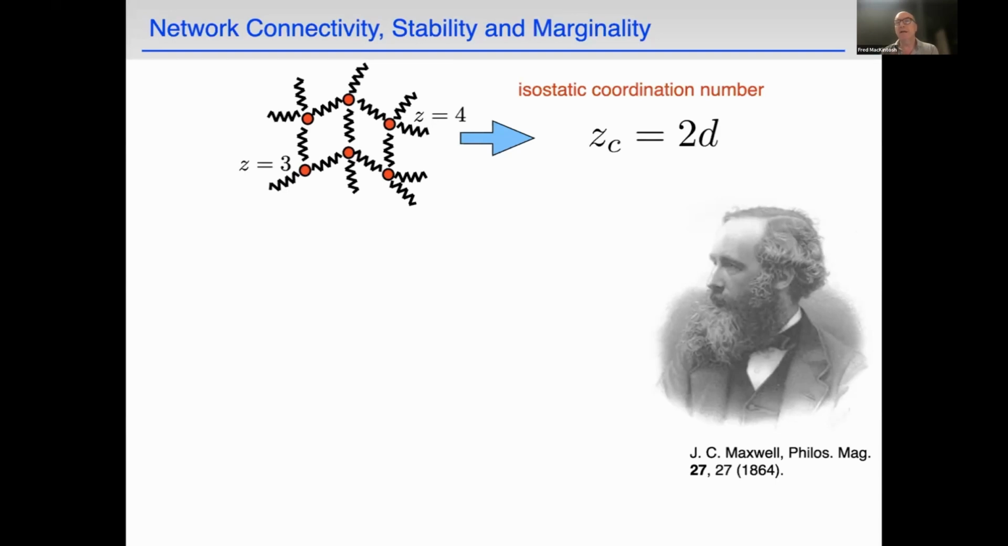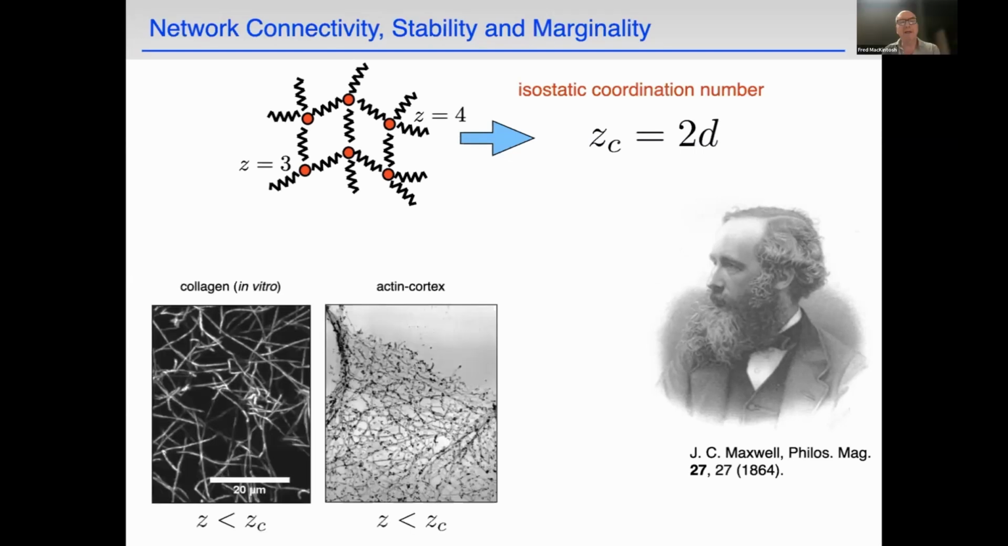And this isostatic condition tells us the connectivity above which I have a linearly stable structure and below which I have a floppy structure, of course. So what can this tell us about these sorts of networks I'm talking about here? Well, collagen is shown on the left here. Intracellular networks are somewhat similar, shown on the right.